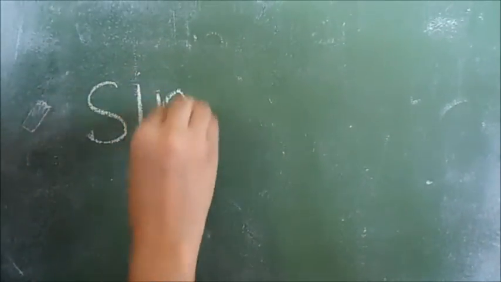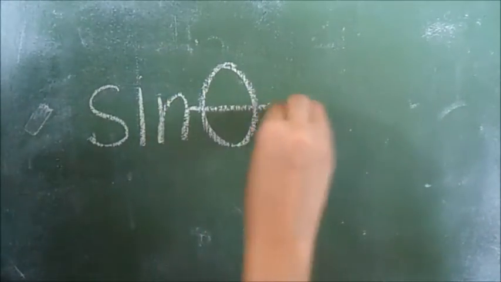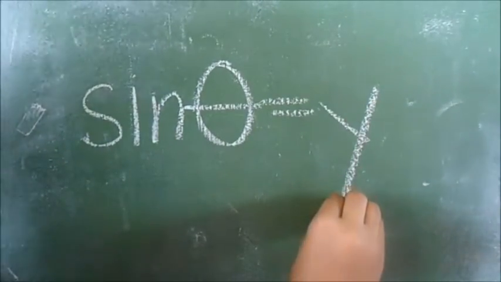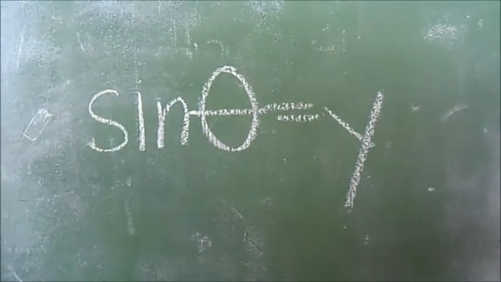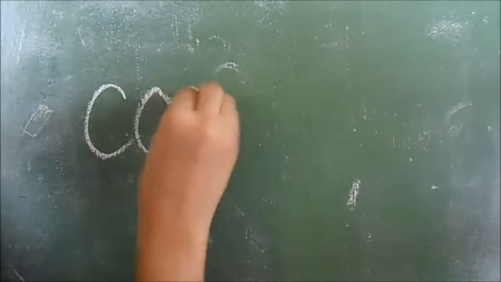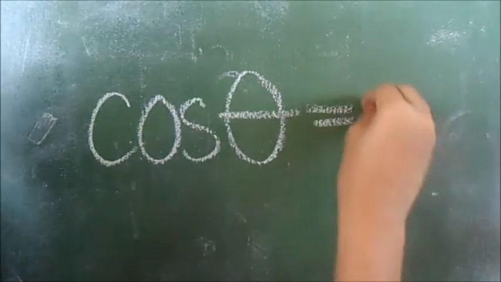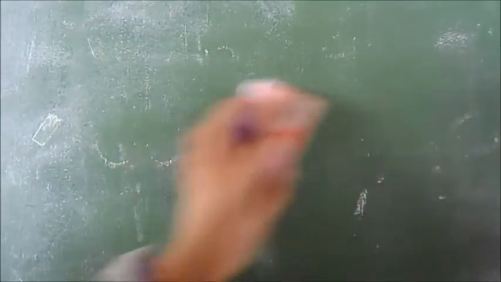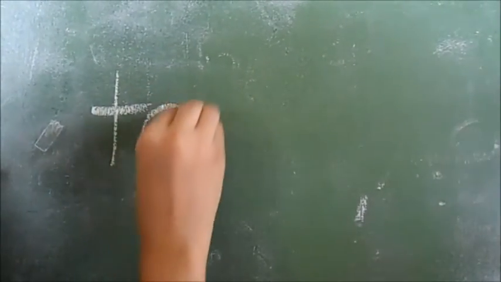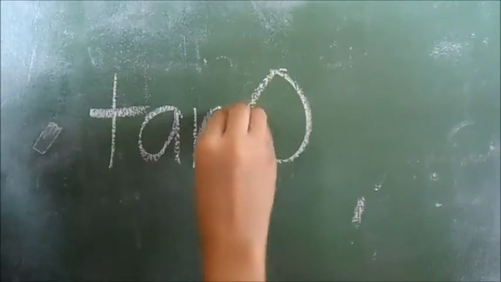Now we'll be teaching you the formulas to get the different values of the trigonometric functions. For sine theta, we have to get y. For cosine theta, we just need to get x. And for tangent theta, we just need to get y over x.